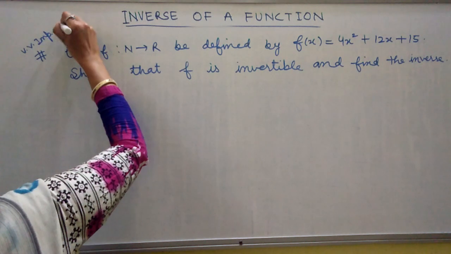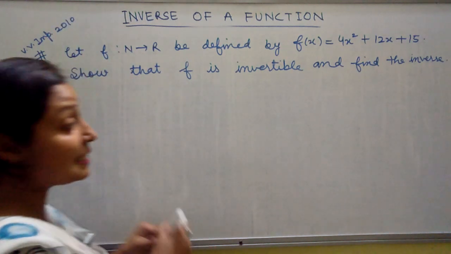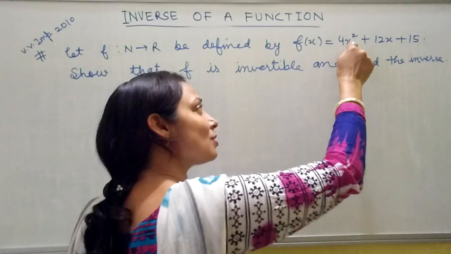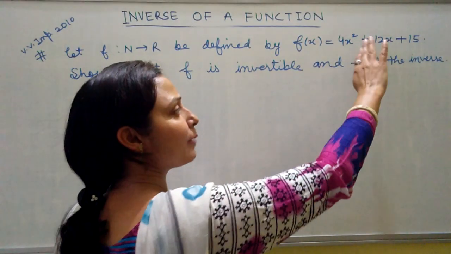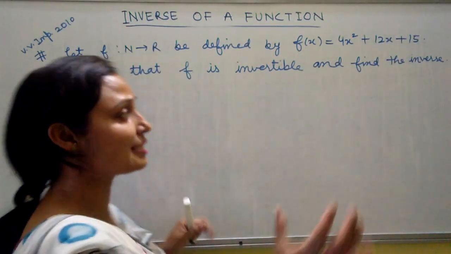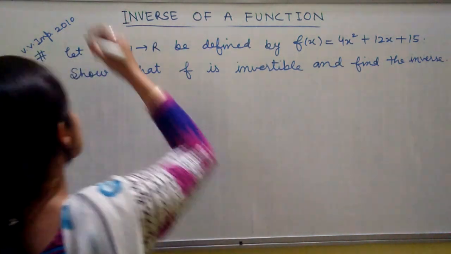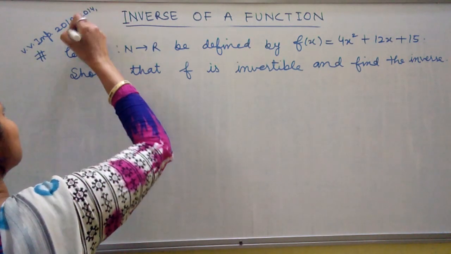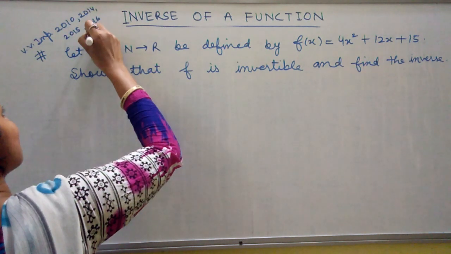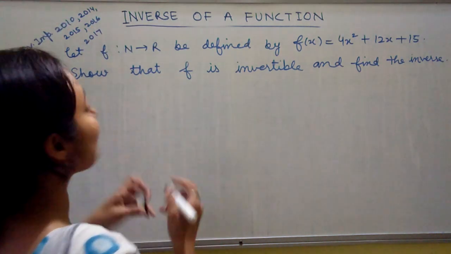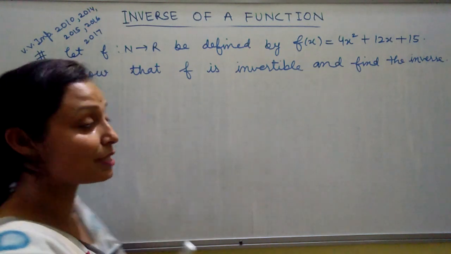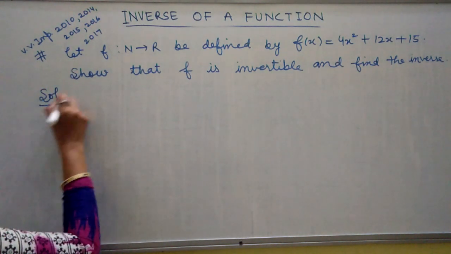It came in 2010, with the same statement but the function changed, also in quadratic form: 5x square plus 6x minus 4. Only the quadratic expression is changed. The same question comes in 2014, 2015, 2016 and 2017. This comes many times in exams, so see this question, understand how to solve it. It is a very simple question.